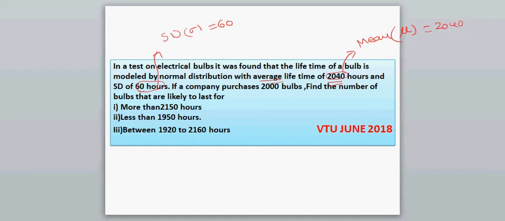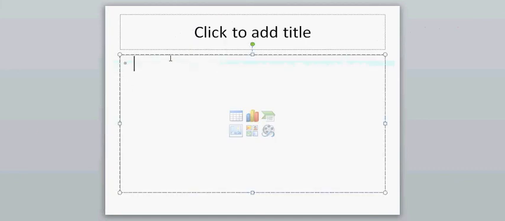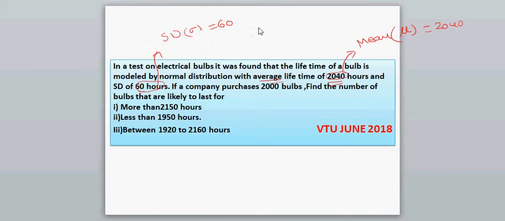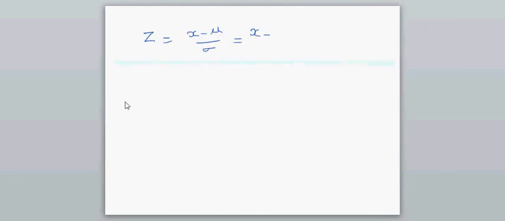Now we use the standard normal variate. Based on this data, we try to calculate one by one. So we know the formula for converting normal distribution into a standard normal variable z. This z is equal to x minus mu by sigma. And here you know the mu and sigma values. The mean mu is 2040 and standard deviation is 60. So this comes as x minus 2040 divided by 60. Let it be equation 1.